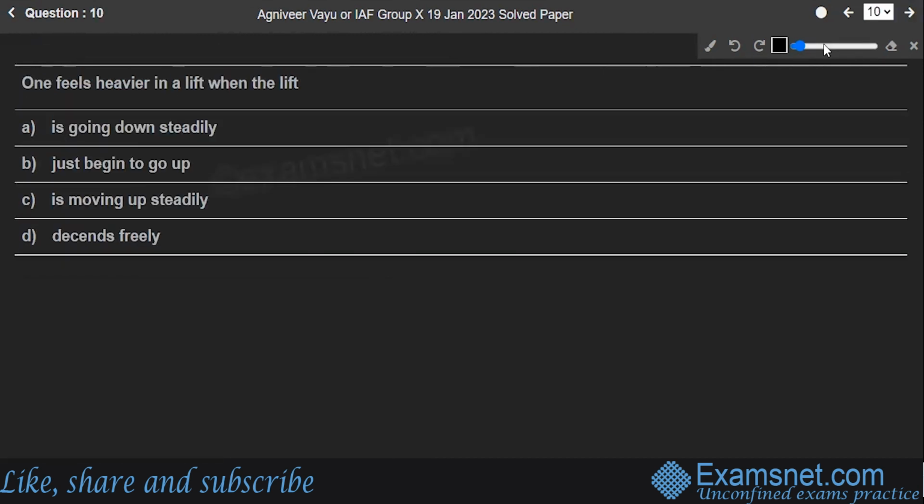One feels heavier in a lift when the lift is going down steadily, just begins to go up, is moving up steadily, or descends freely. The correct one is just begins to go up. See, here I would like to talk about one concept, that is the apparent weight of a person. What is that?